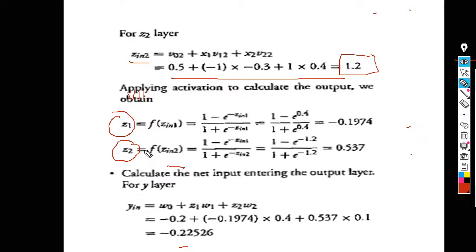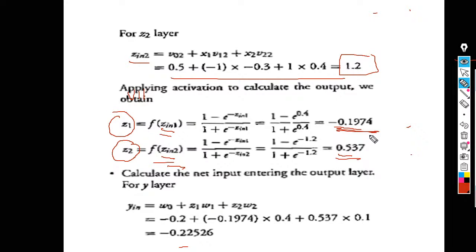To calculate this, we will simply substitute. For z1 we will substitute z in 1 inside the function, and for z2 we will substitute z in 2 inside the function. If we substitute, we will get z1 as 0.1974, and for z2 you will get 0.537. So these are the two outputs we got from the hidden units.